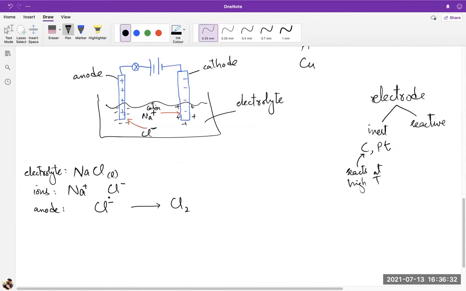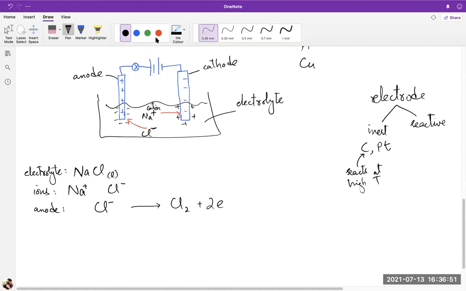Obviously, how does it do that? It loses this extra negative charge that it has. Where does it get the electric charge from? It gets the charge because it has extra negative ions, extra negative electrons. So it loses those electrons, becomes a chlorine molecule, neutral.